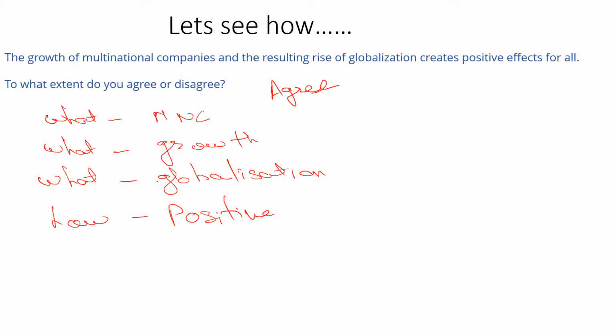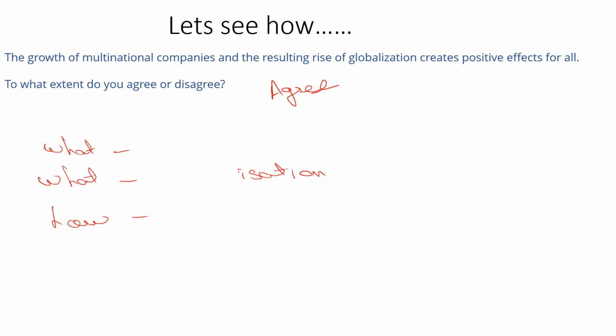So now that I have understood this question, let's start working. So I have already made up my mind that I will be agreeing with this. What am I agreeing with? I am agreeing that the rise of globalization due to the growth of multinational companies in my country is giving rise to globalization. Okay, so if I'm agreeing to it, I've got to give reasons. Okay, I've got to explain why am I agreeing to it. So what could be my first reason? Can you think of it?